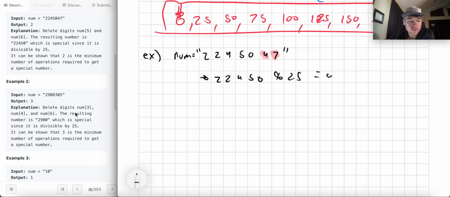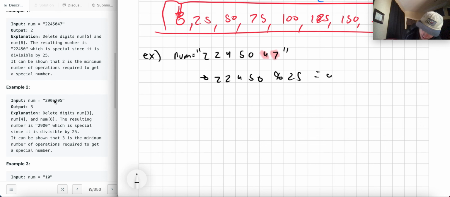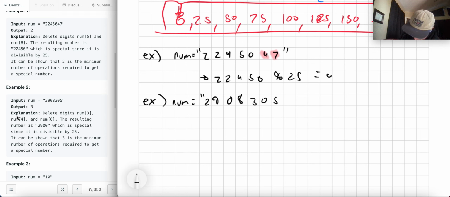All right, what about number 2? All right, let's look at another example. Maybe that will lead you to some sort of conclusion about what the pattern is here, what we need to do to make this work. 2908305. All right, let's see.